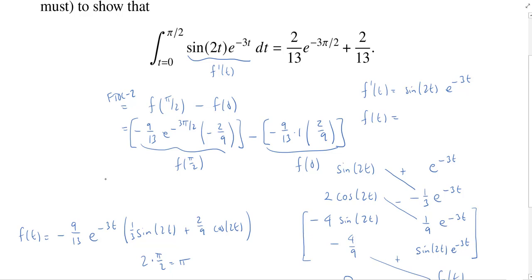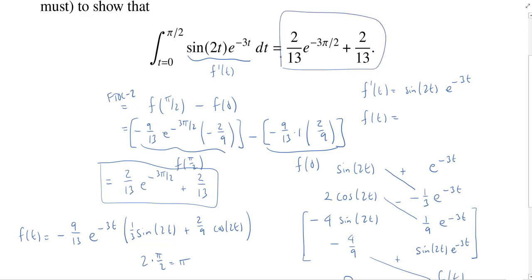We do a little bit of simplification. A negative and a negative is a positive. There's a 9 in the numerator and a 9 in the denominator, those cancel, and I'm left with 2/13 times the exponential of negative 3 pi over 2. Over here, 9 and 9 cancel again, so we get negative 2/13, but we're subtracting, so it becomes plus 2/13. And that's the answer, right? It matches exactly what the problem told us it was.